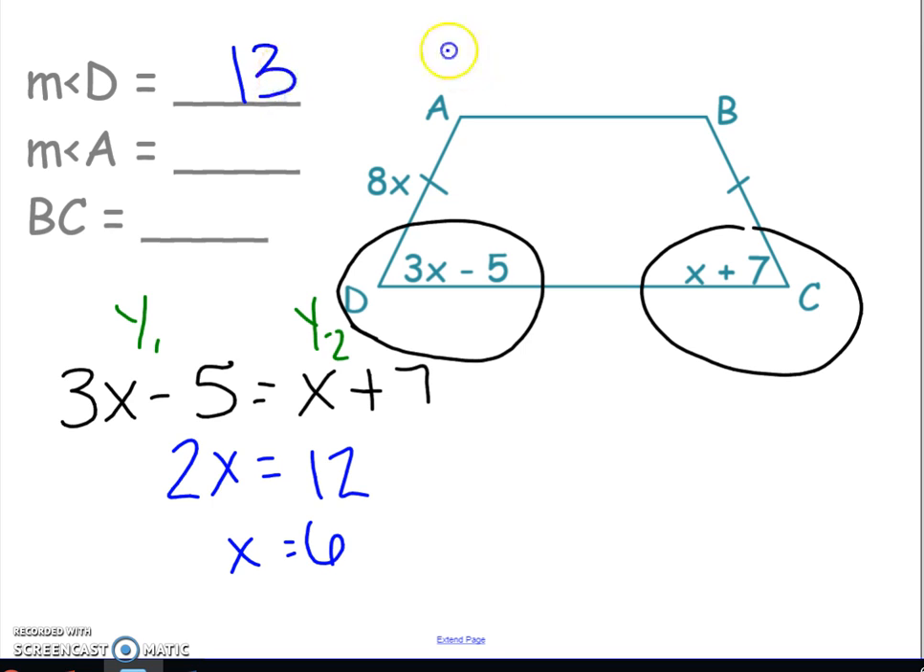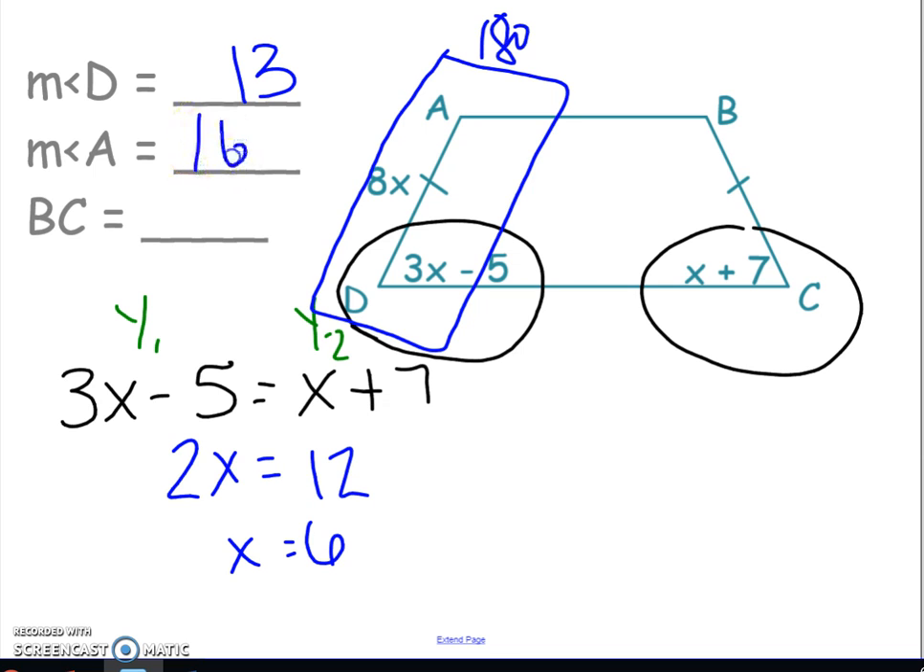To find angle A, it's your 180 degrees, interior angles being supplementary. So that would be 167. And then AD and BC are the same. So to find BC, do 8 times 6, 48.